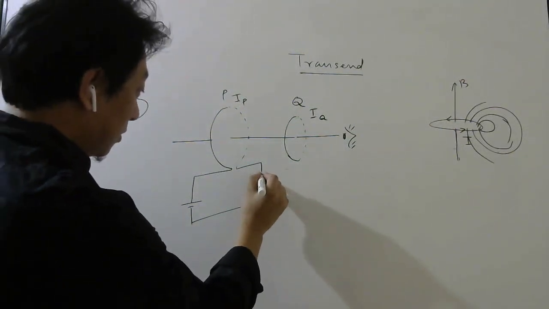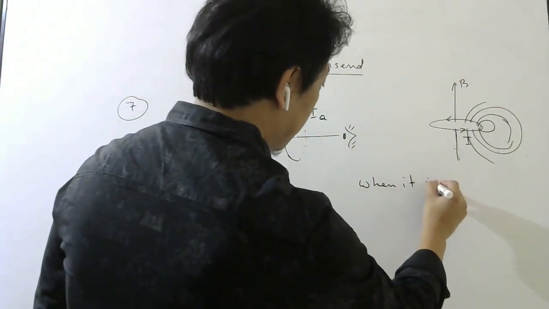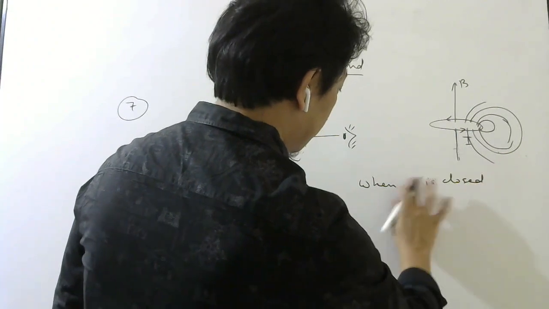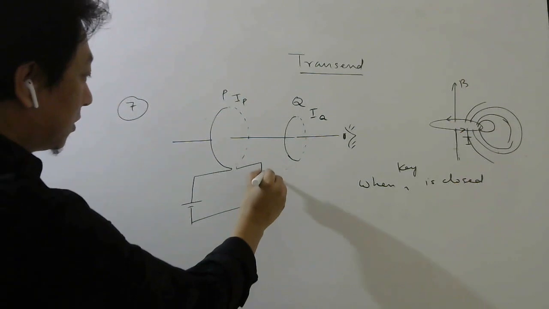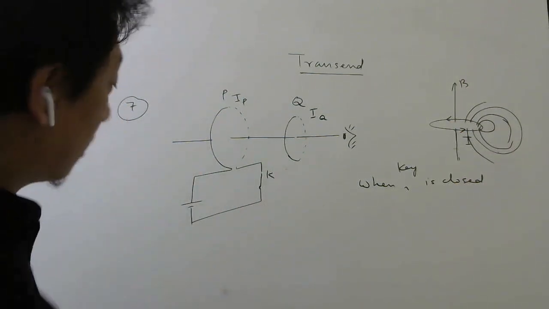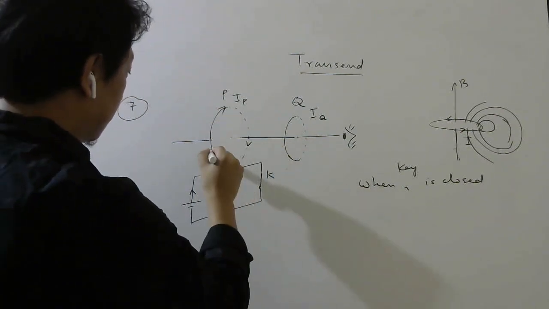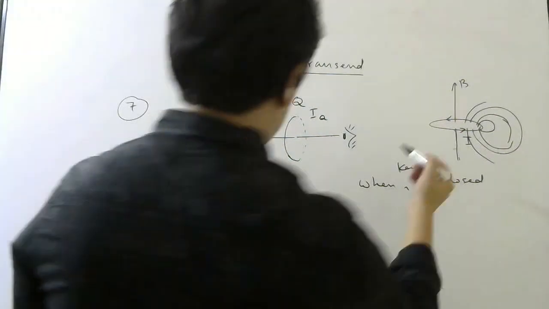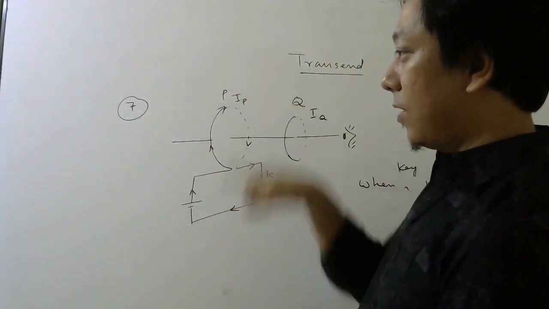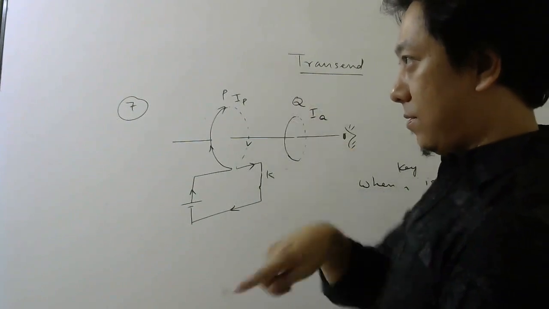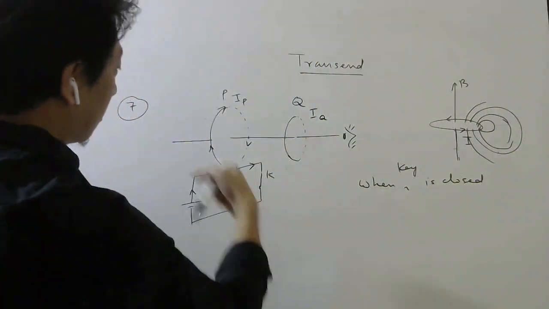So when it is closed, let us find the current. When the key is closed, current will flow from the plus of the battery like this. So when you see from here, current will be this way. Is this clockwise or anti-clockwise? This is clockwise, right? So when you see from here, current will be clockwise.